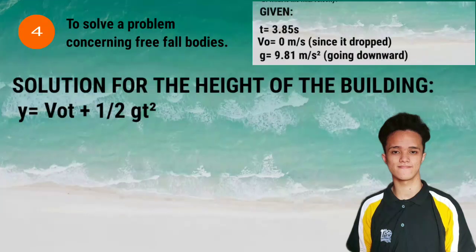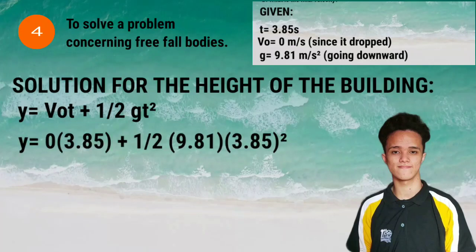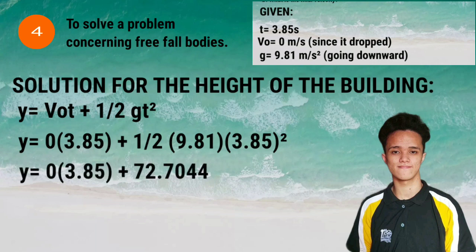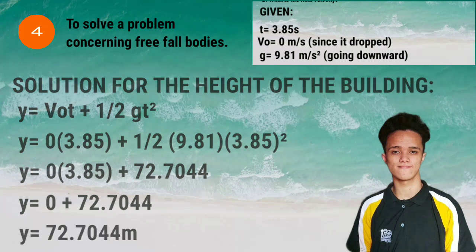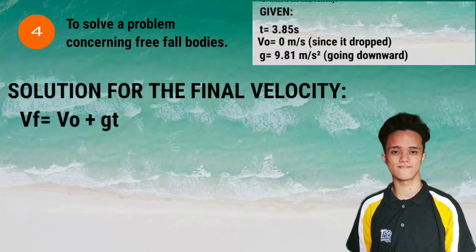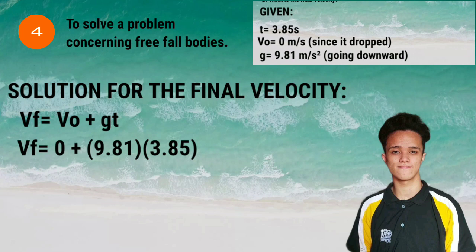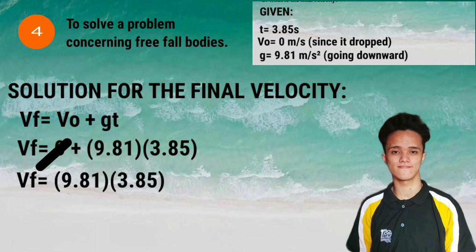Solution: y is equal to 0 times 3.85 plus 1/2 times 9.81 times 3.85 squared, which is equal to 72.70. 0 plus 72.70 is equal to 72.70. That is the height of the building. For the final velocity, it is equal to 0 plus 9.81 times 3.85. We can cancel 0. 9.81 times 3.85 is equal to 37.77.